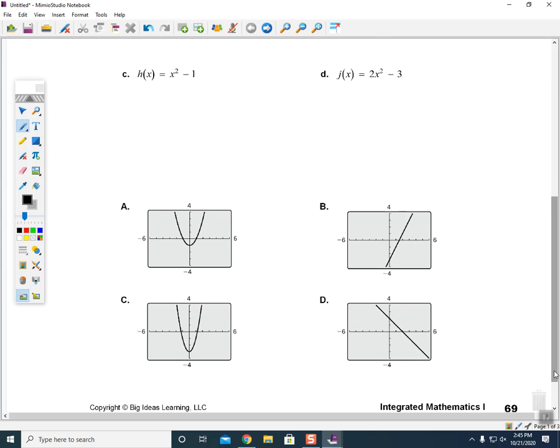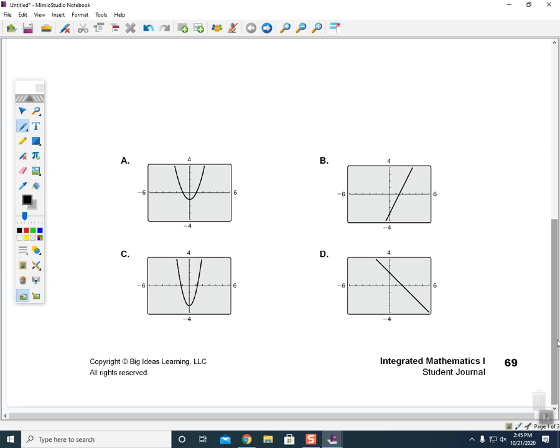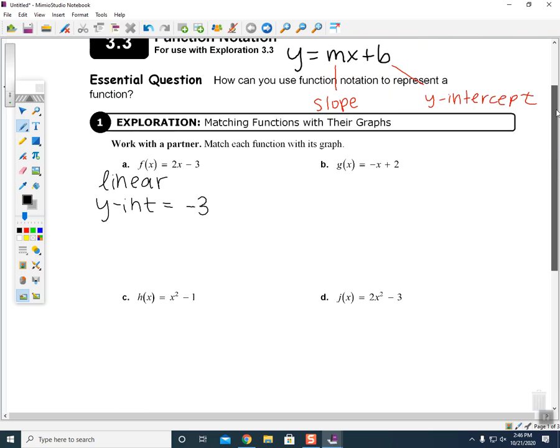So if I look down here, I have two graphs that are lines. B and D are both lines. Well, D is a line that crosses above the x-axis, which means that it's going to be a positive number. B, down here, I notice is crossing at negative 3. So the graph for letter A is going to be graph B.